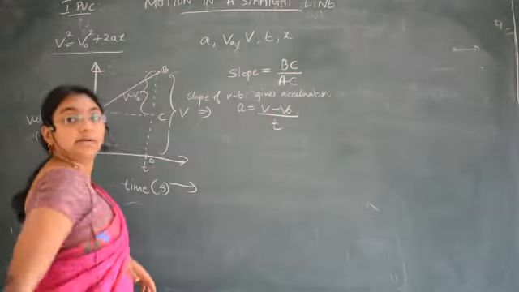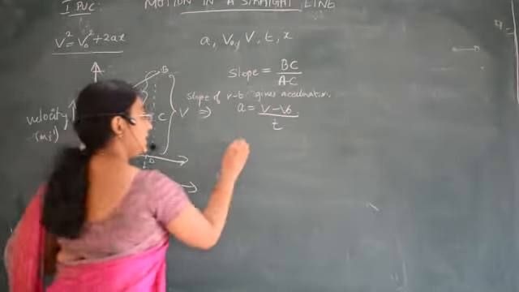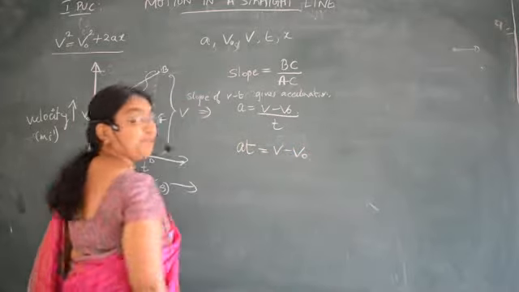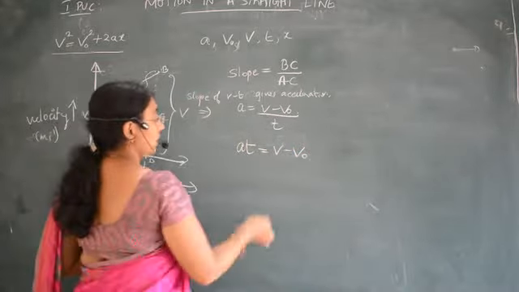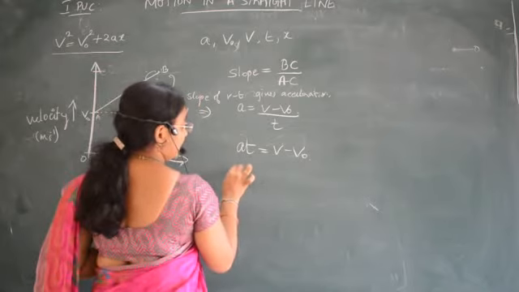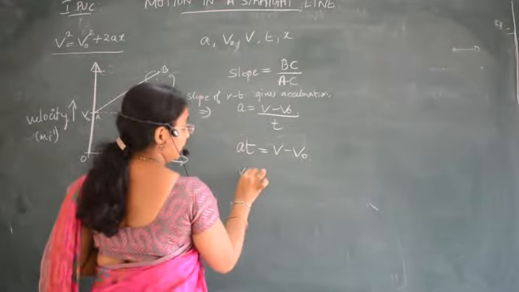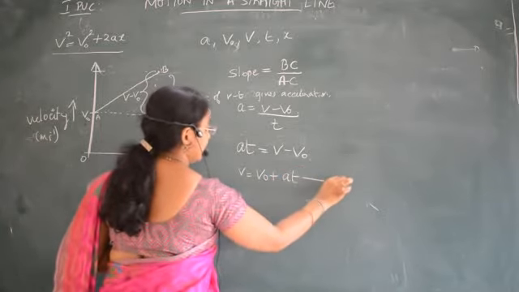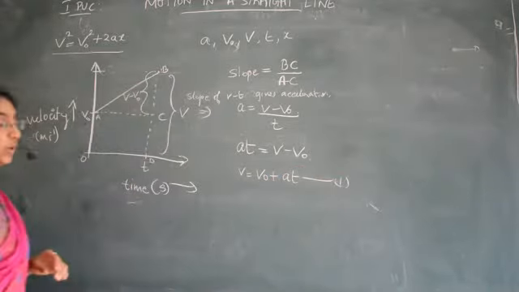Then I can write at is equal to v minus v naught. Then I can write v is equal to v naught plus at. Correct? Let this be equation number 1.